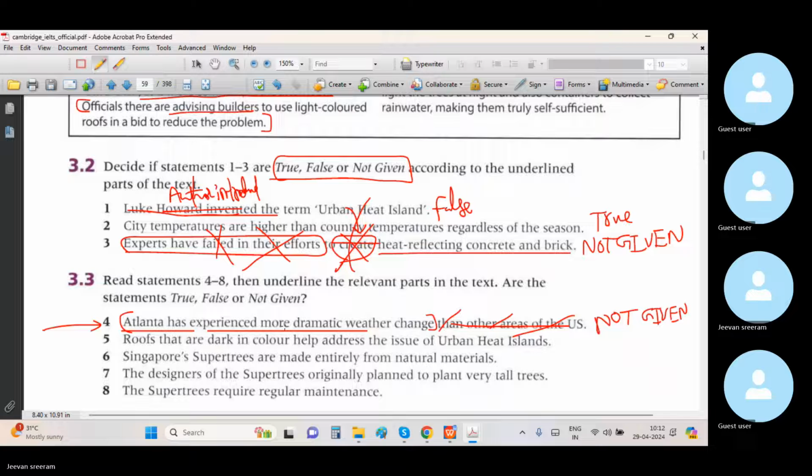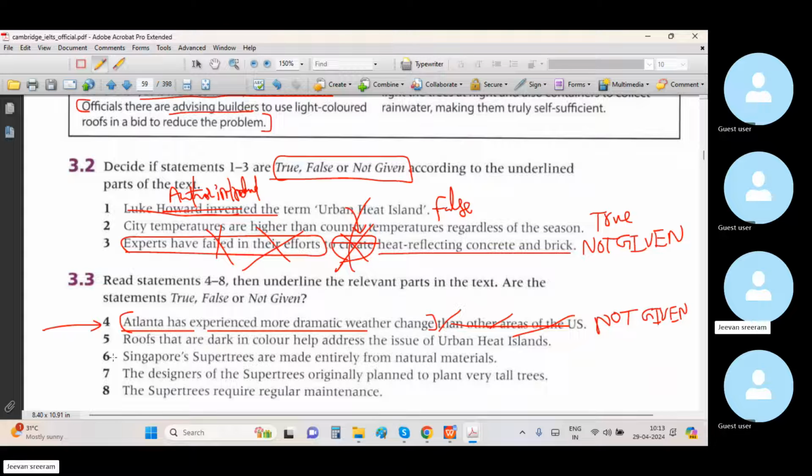Is it clear to you all? Who has actually gone with not given for this fourth one? Any student? Bhargav? So what was your answer for the fourth statement at first? False, sir. False. So you can't say false or true about the comparison between Atlanta and other areas, because there is no mention about it. You can't say false also, right? Have you understood why it is not given? Yes, sir.